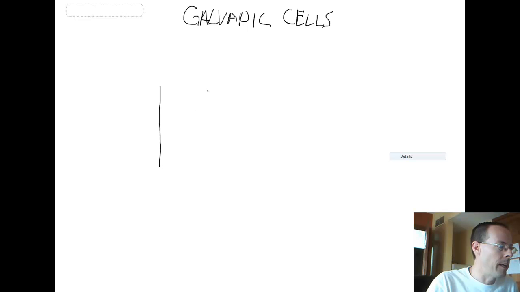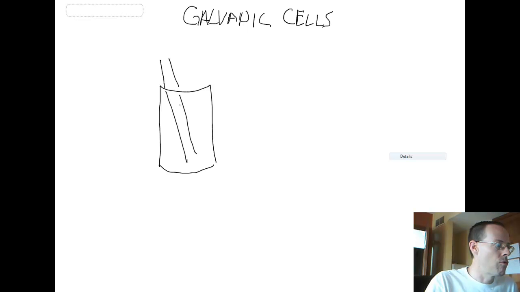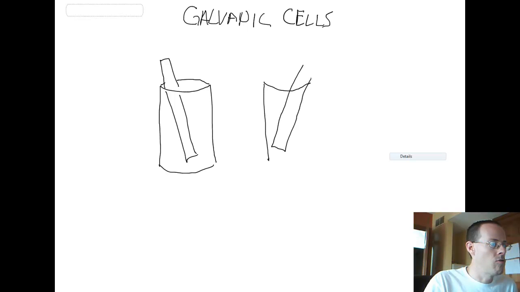So, we might have some beaker or glass, and it's kind of just here. We're going to have a piece of metal in this glass. And here's the rest of our glass. And we have another glass, and we have the metal going this way on this one. Alright, kind of something like that. Okay, and let's say this metal is zinc. We're going to say that this metal is copper.